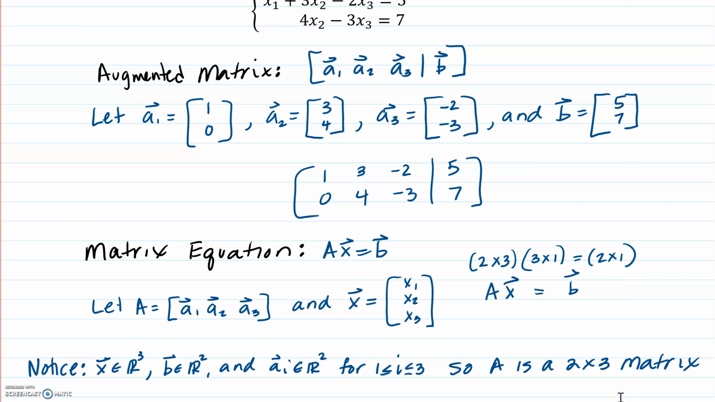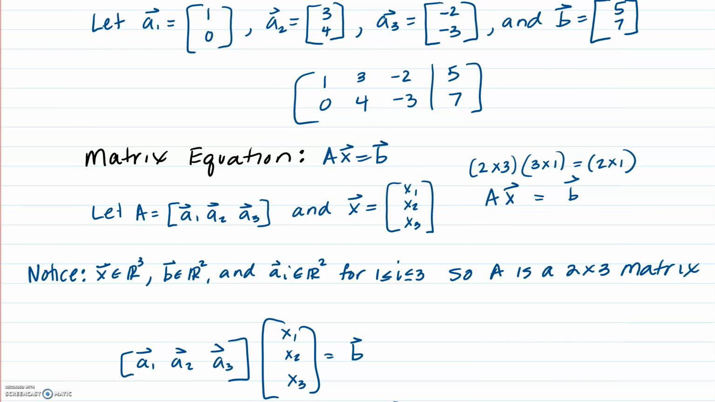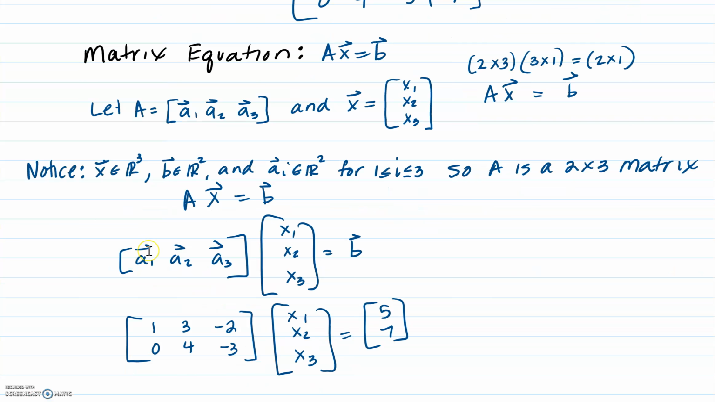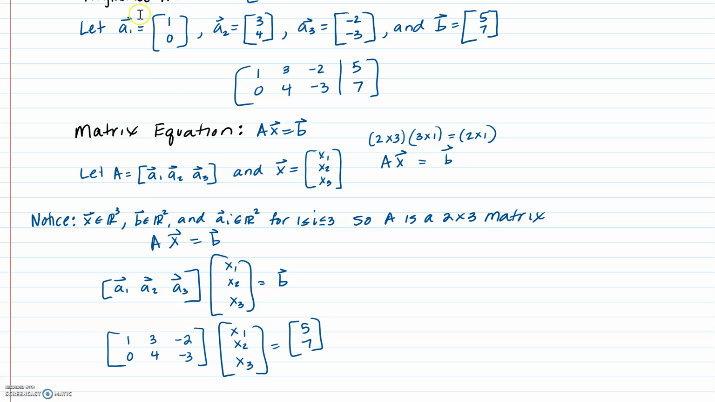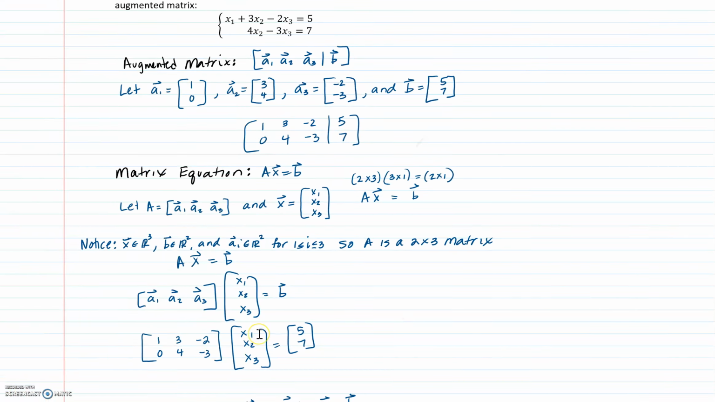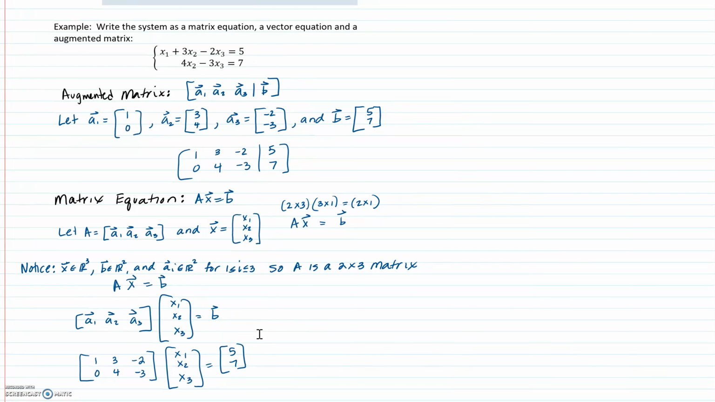So we can go ahead and write down our matrix. We can write down AX equals B. So here's AX equals B, and that is the columns of A. Let me make that a little smaller so we can see it. A1, A2, and A3. Leave the X like that, and the B is 5, 7. So this is our matrix equation. We wrote the system as a matrix equation. So let's do a vector equation next.